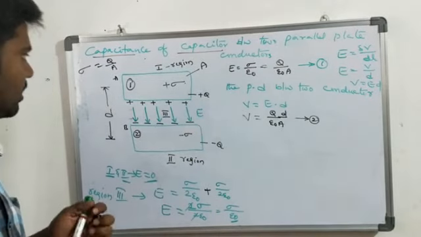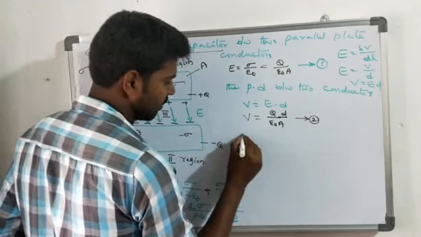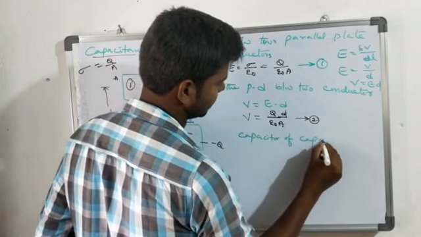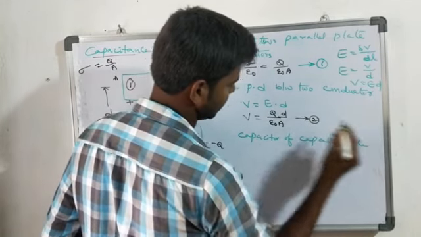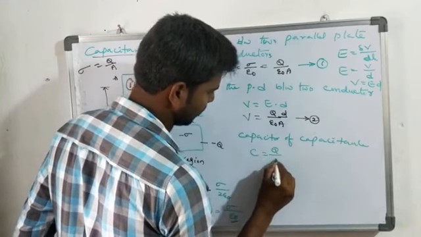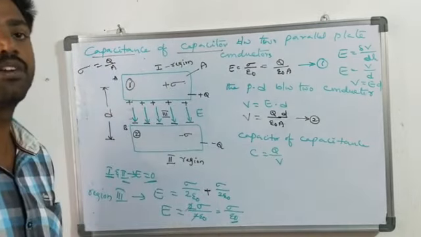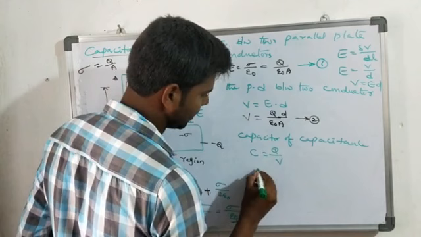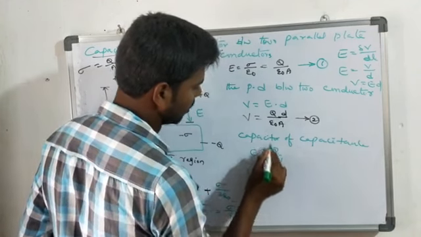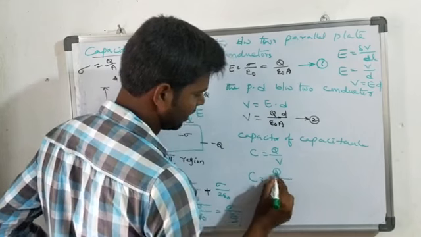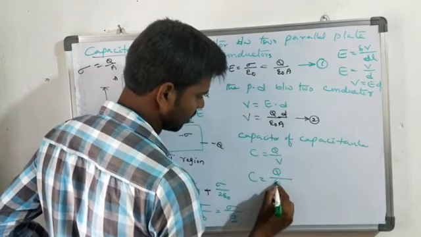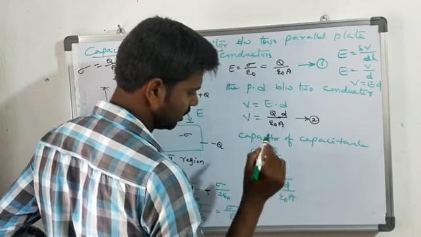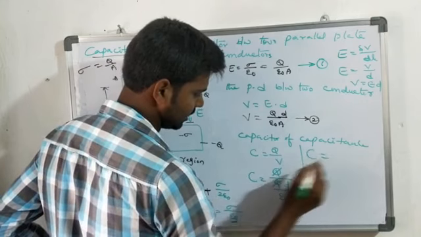Capacitance of capacitor. According to the definition, the capacitance of a capacitor is C is equal to Q by V. Then C is equal to Q by V. V is equal to, from equation 2, Q D by epsilon naught A. Q is cancelled.